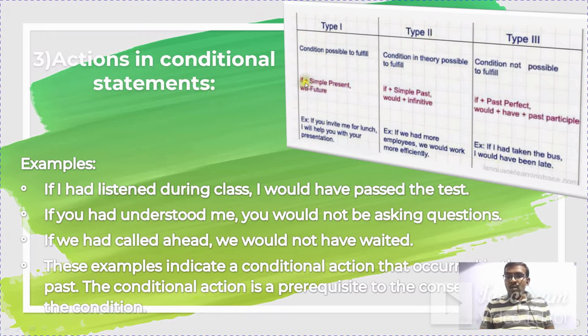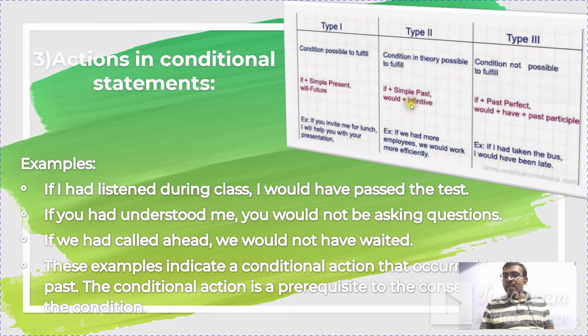Type 1: if plus simple present tense, comma, will future. First the subject part, in which if plus simple present tense comes, and in the predicate, will future. If you invite me for lunch, you invite is simple present tense, and I will help you with your presentation. I will is the simple future.